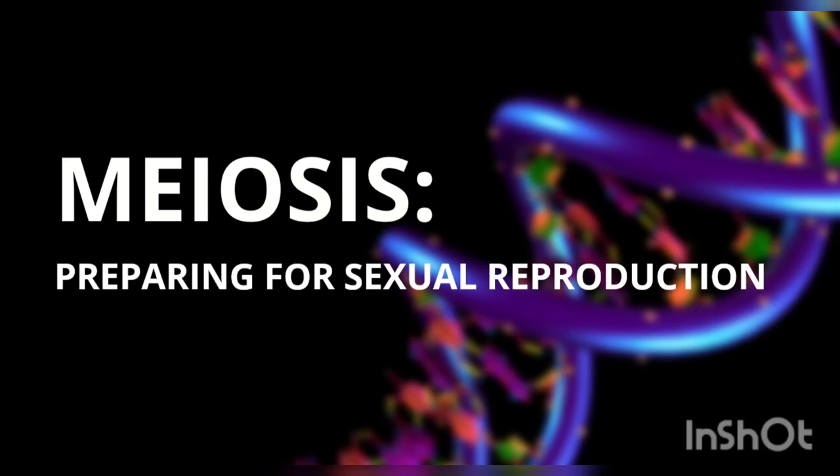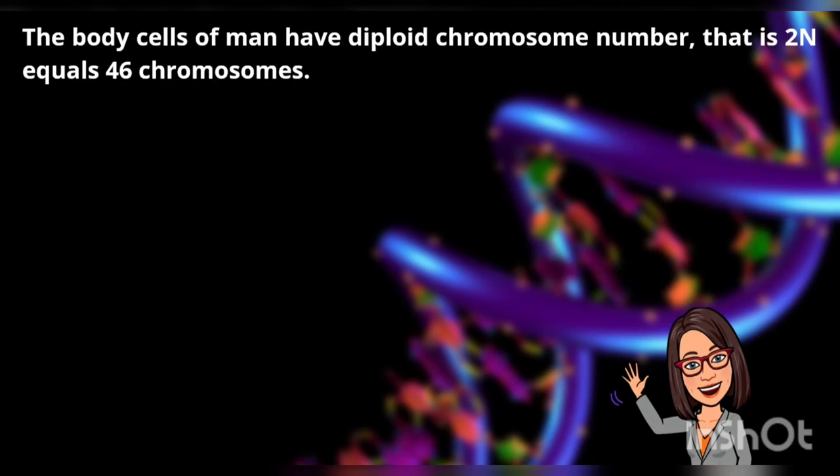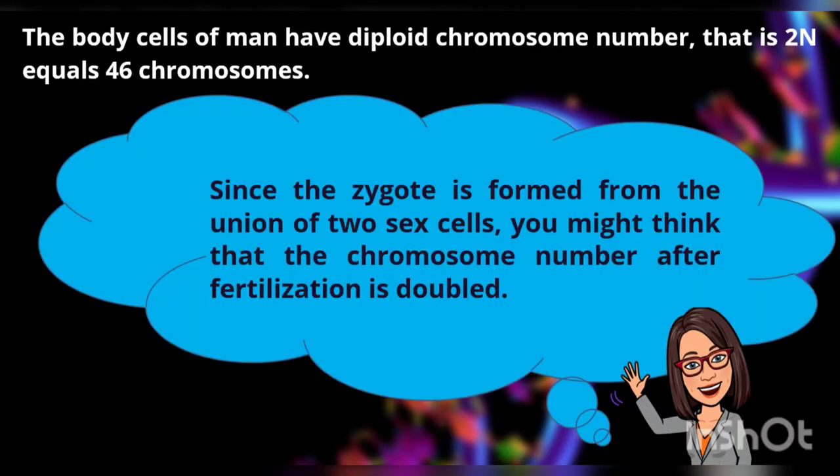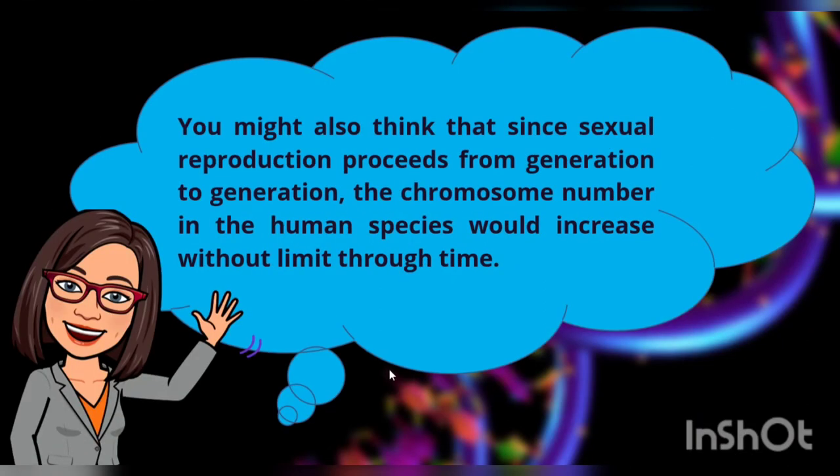Let us now discuss meiosis, preparing for sexual reproduction. The body cells of man have a diploid chromosome number, that is 2N equals 46 chromosomes. Since the zygote is formed from the union of two sex cells, you might think that the chromosome number after fertilization is doubled. You might also think that since sexual reproduction proceeds from generation to generation, the chromosome number in the human species would increase without limit through time.